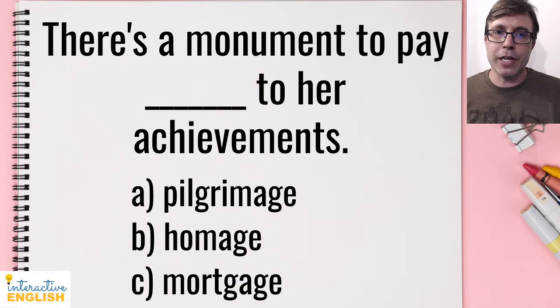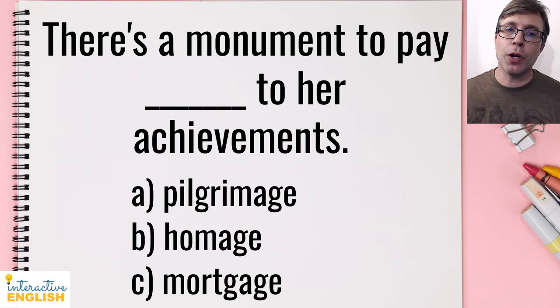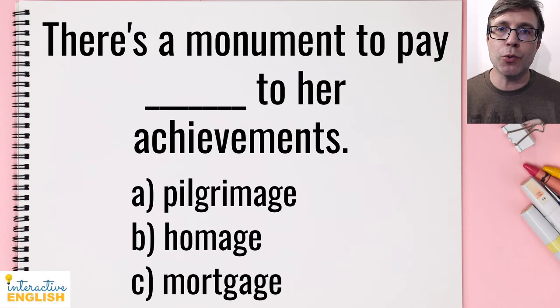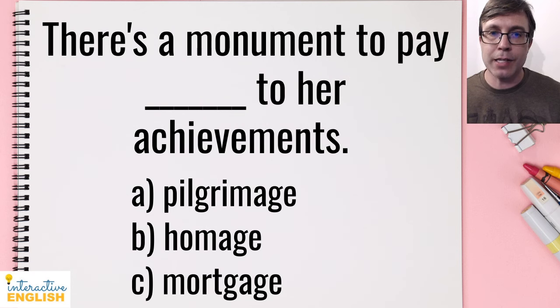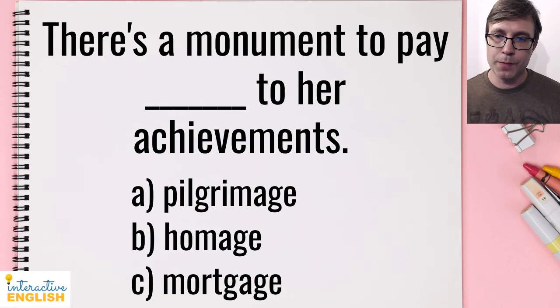So let's begin with this one, which is: there's a monument to pay to her achievements. Which of those vocabulary words best completes this sentence? You really got to try and do both: put it into context as well as understand the meaning of the word. And of course, you can take a guess if you want, but I'll give you a moment. What do you think? There's a monument to pay pilgrimage, to pay homage, or to pay a mortgage. All right. What do you think?